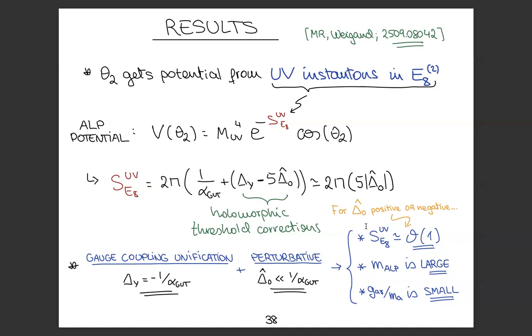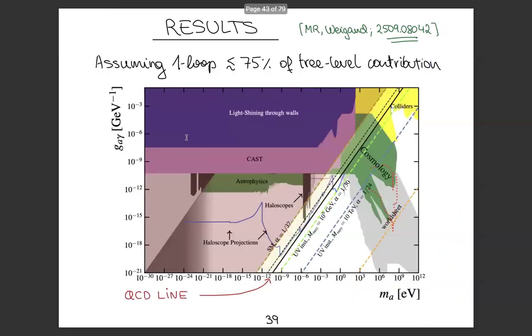Since this instanton action is order 1, you automatically find that the ALP is heavy because of this kind of potential. And because it's heavy, then the ratio g_A-gamma over m is small. When this ratio is small, what this means is that this axion-like particle theta 2 is going to be well to the right of the QCD band.